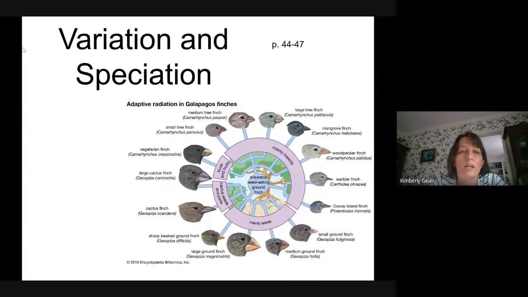Today we're going to be talking a little more about variation and speciation. And this is in your book on pages 44 through 47. And this picks up with some of our notes that we were doing before. So this is the bottom of 44 through 47.